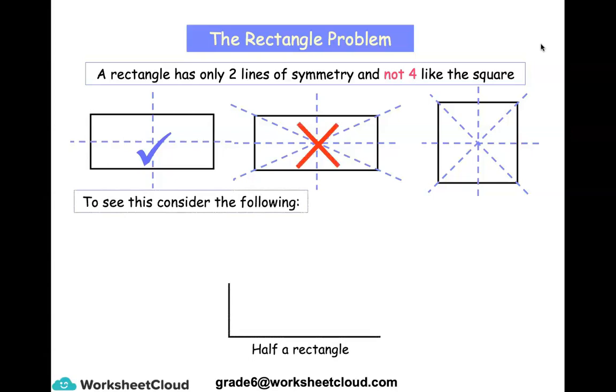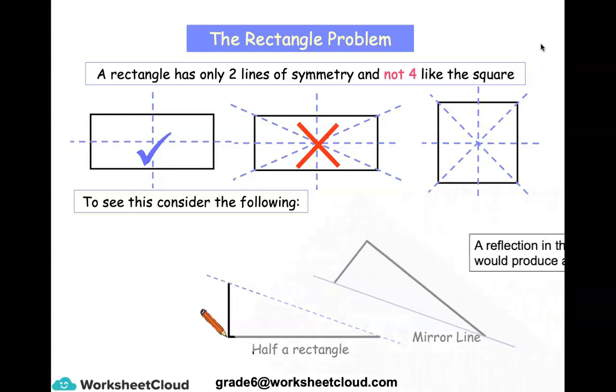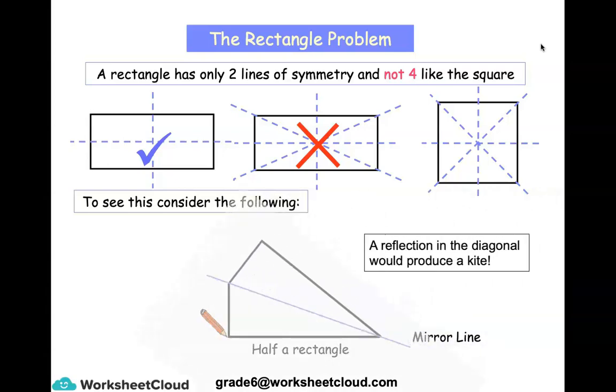Okay, so if I can prove it to you, if you imagine half a rectangle, okay, and that was our diagonal mirror line. If I covered it with some tracing paper that's going over now, and I took my pencil and I drew over the half a rectangle, and then I turned my tracing paper over, you can see that the other half does not fit perfectly onto the half a rectangle to make a full rectangle. It creates a cut.